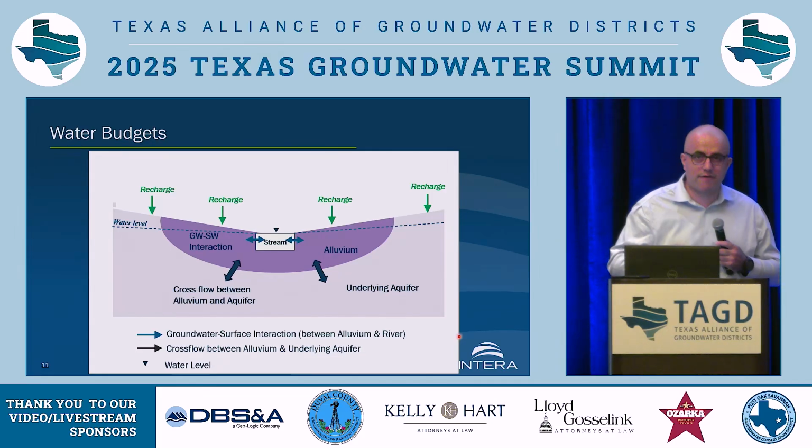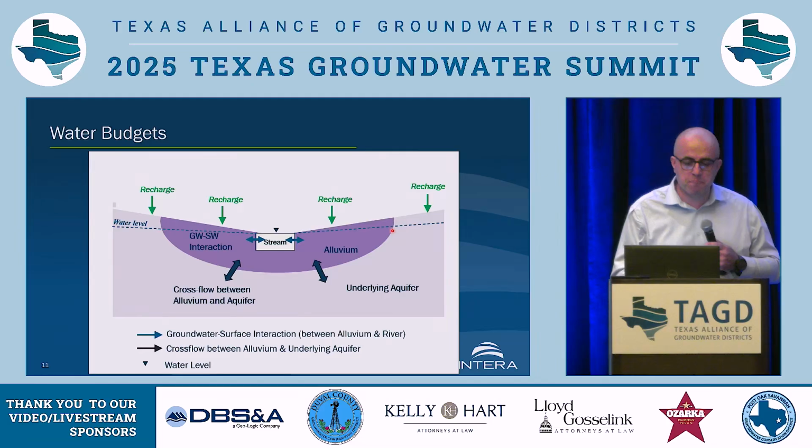This is a simplified sketch of a cross-section of a river, where the arrows represent the flux of water between different units. So we have our recharge, the groundwater-surface interaction between streams and the surrounding alluvium, and the possible flux between the alluvium and the underlying aquifer.